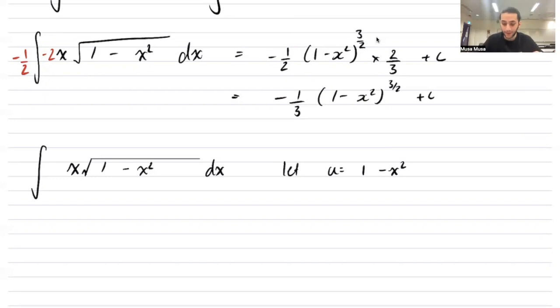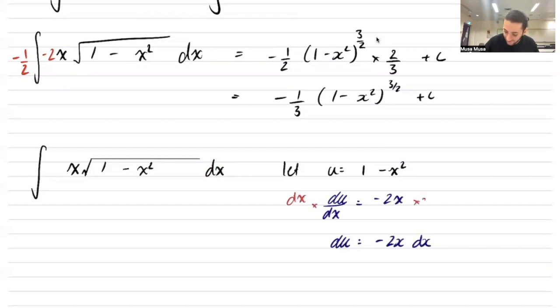Well, if u equals 1 minus x squared, we now have a replacement for this. Let's find the replacement for dx. What I'm going to do is take the derivative of both sides with respect to x. My left-hand side is going to be du on dx, equals, and my right-hand side is going to be minus 2x. That means du equals minus 2x dx. I know it's not really a fraction, but let's just treat it as such.